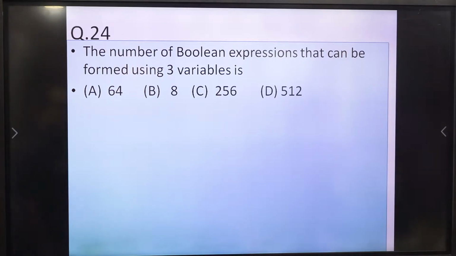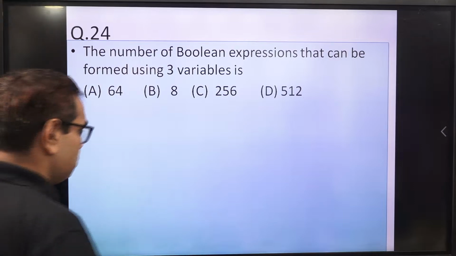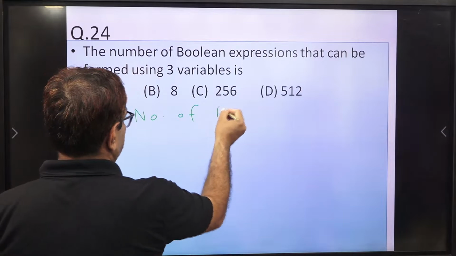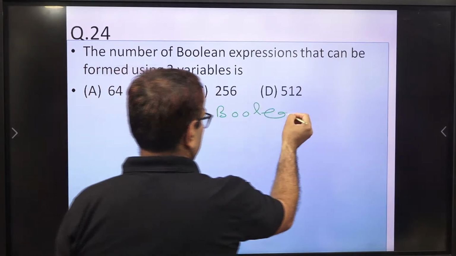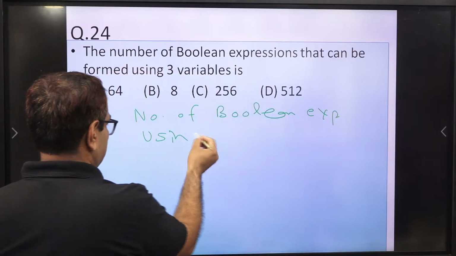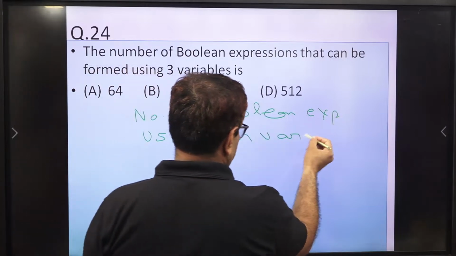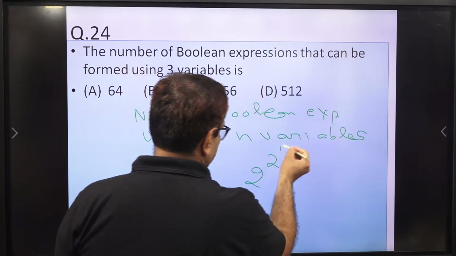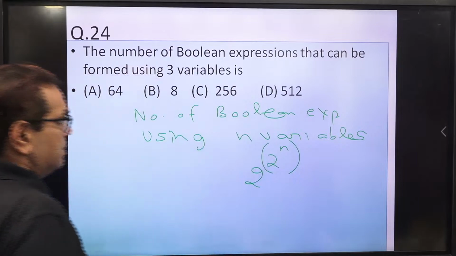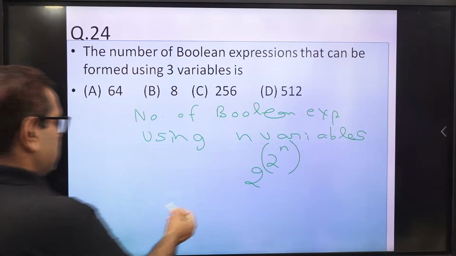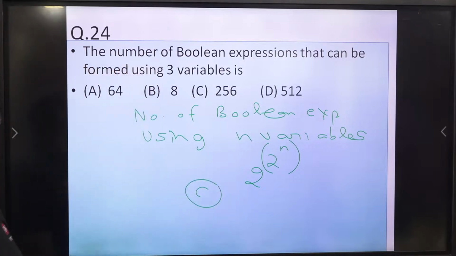The number of Boolean expressions. So this is a formula, you know, number of Boolean expressions or Boolean functions that can be formed using n variables. So 2 raised to the power 2 raised to the power n. Okay, this is the formula. So if we have n equal to 3, so 2 raised to the power 8, so 256. So C will be the right answer here. Okay, simple.